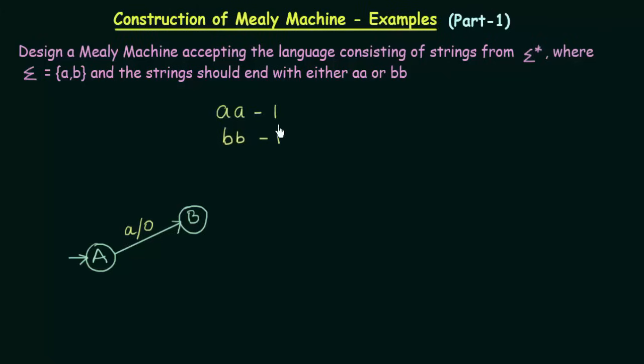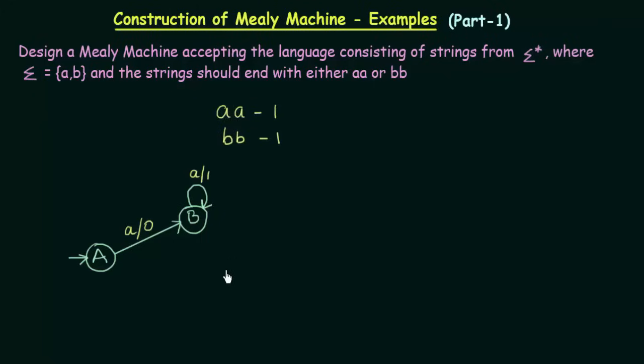When I get 2 A's, I'll print 1. It comes to state B, and on state B, if it gets another A, then I print 1. From here it gets 1 A, and here it gets another A. So I print 1 because I have got 2 A's, and I see that the string AA is present. Now we have finished for AA.